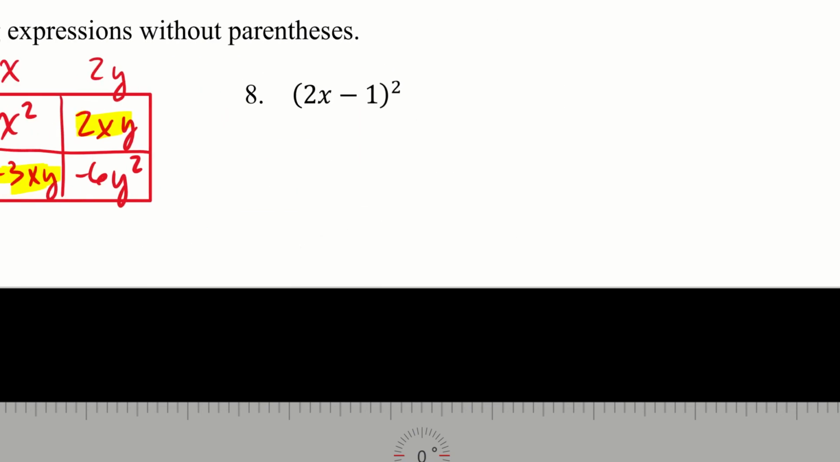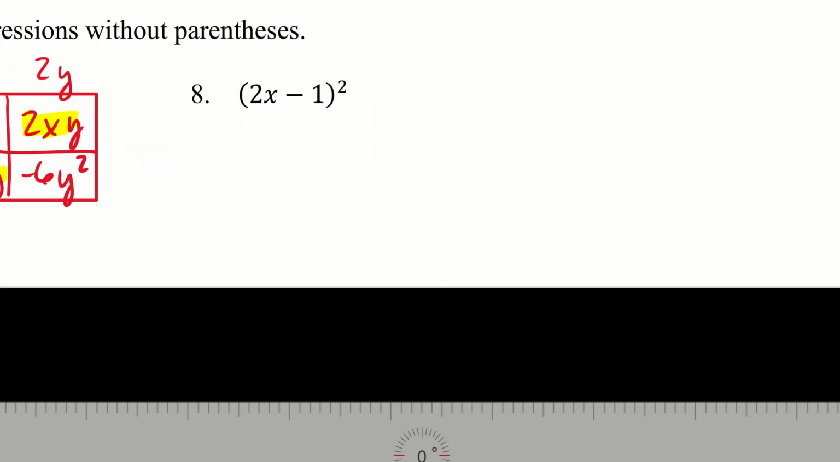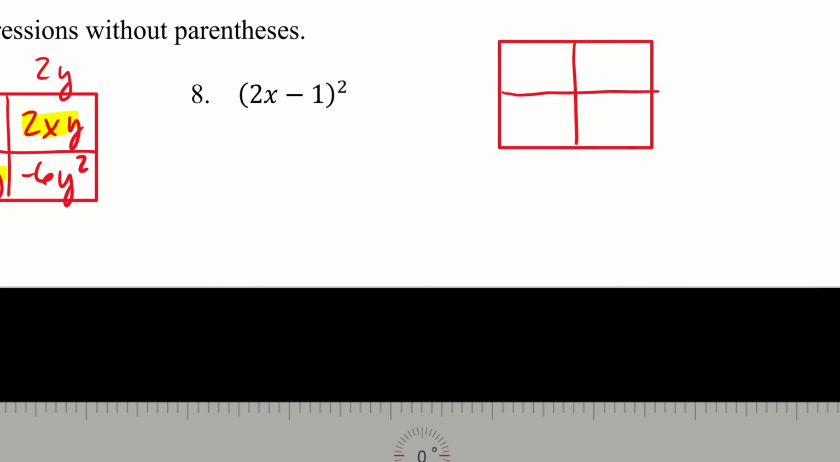For number 8, of course, the goofy thing is, remember, you're multiplying 2x minus 1 times itself. And I know the overgeneralization and laws of exponents happen here all the time, but don't do that, please. So I'm going to sketch a generic area model just to slow myself down and help me think about this and not make that error. So I'm multiplying a 2x minus 1 times a 2x and a minus 1.